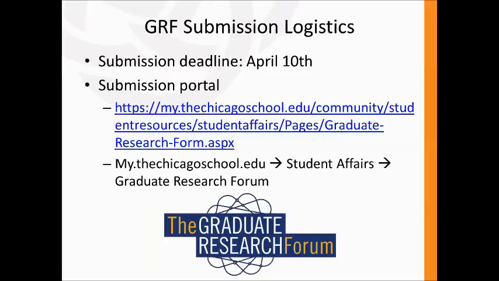Let's talk a little bit about the GRF itself. There are some submission logistics. The deadline was April 1st. It's been extended to April 10th. The submission portal, you have the address there. There's a form that you fill out, and it's all online. You don't download a form, you just fill in fields, so you can write up your abstract and keywords and everything in a Word document and then just paste it into the website. The way to actually get there, if you don't want to have to copy all this text down and type it in, you just go to my.thechicagoschool.edu, click on Student Affairs, and then the Graduate Research Forum. So you can just follow those links and it will take you to the submission portal.